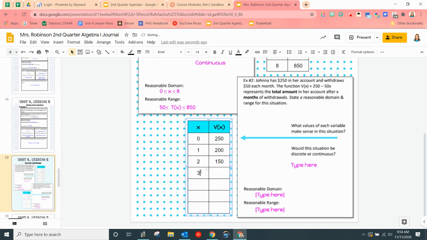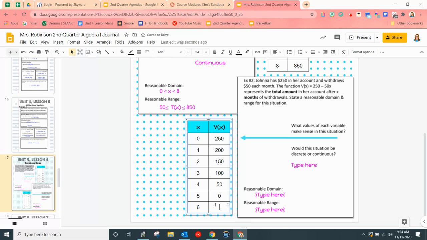What about month 3? How much money does she have left now? Well, she's taken out $50 3 times. So she only has $100 left in her account. You see how we're decreasing here each time by $50? Yep. So at month 4, she should only have $50 in her account. And the 5th month, she was going to make that final withdrawal and be left with $0 in her account, right? So now let me ask you, does this make sense?